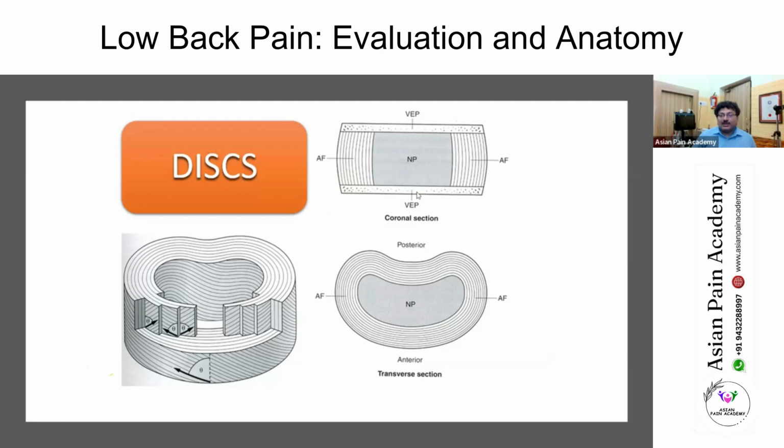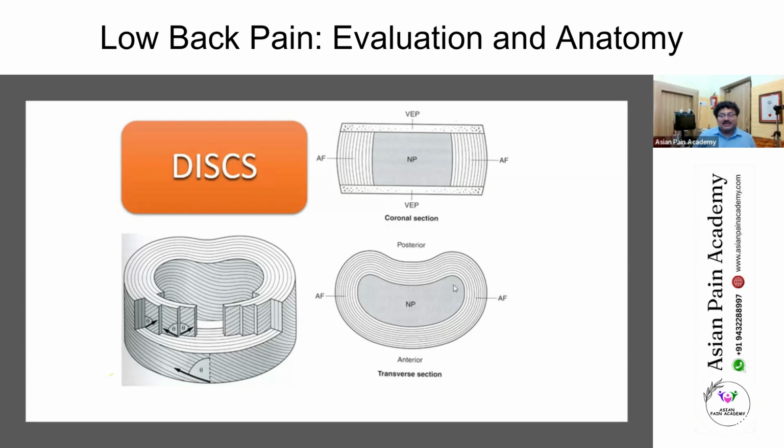Above and below lie the end plates of the vertebra, and between them we have the nucleus pulposus at the center and the annulus fibrosus at the outer side. We should remember that in this annulus, usually only the outer third has blood supply and nerve supply. The inner two-thirds of the annulus do not have any blood supply or nerve supply, similar to the nucleus pulposus. So even if some pain occurs here, it is not carried to the brain.